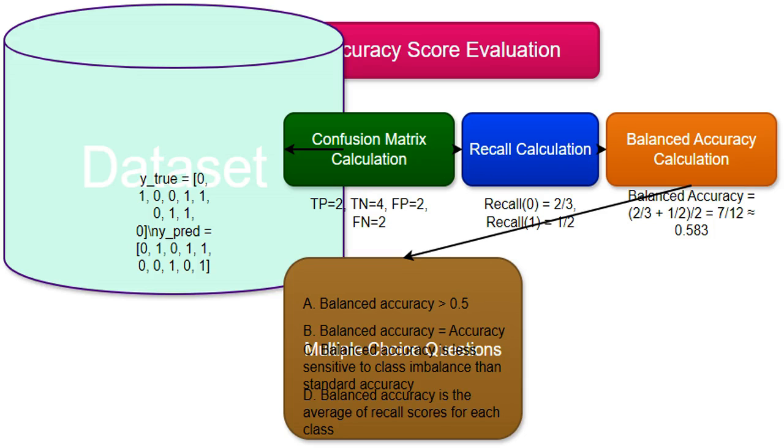I'm given two lists, y_true, which contains the actual class labels, 0 or 1, and y_pred, which has the model's predictions for those same labels. I'll use these to evaluate the model's performance.